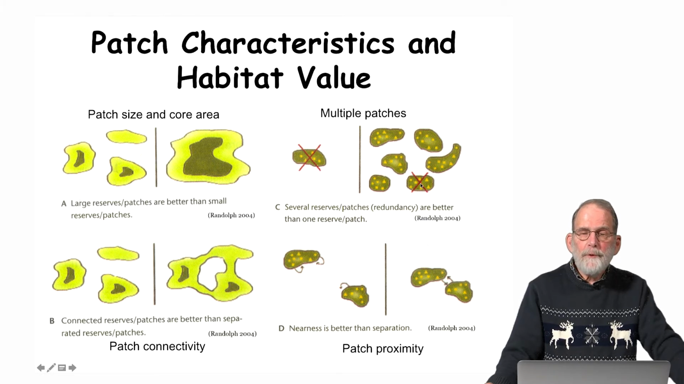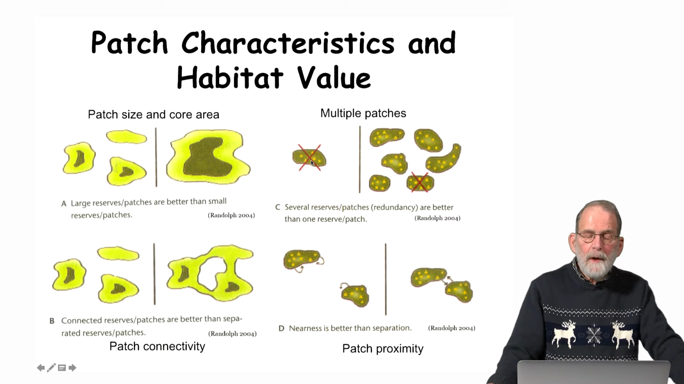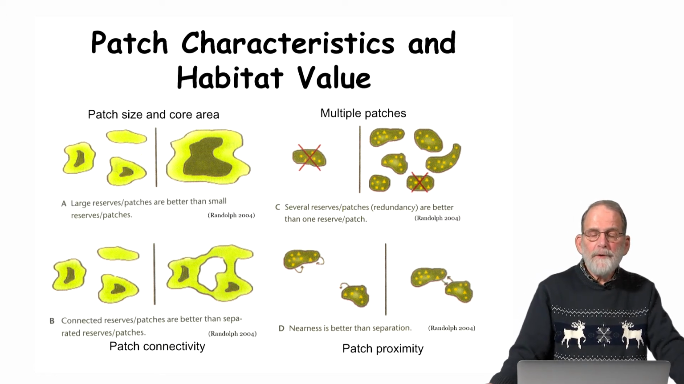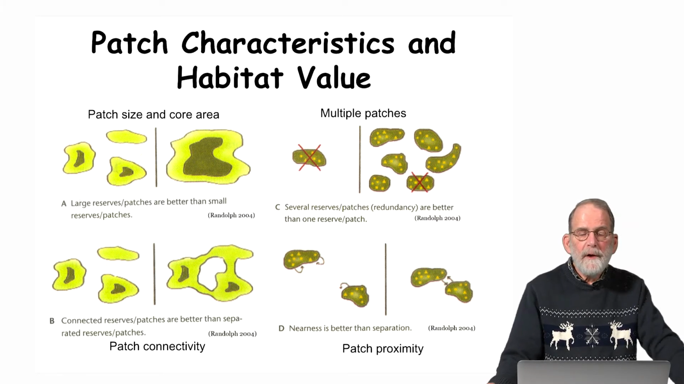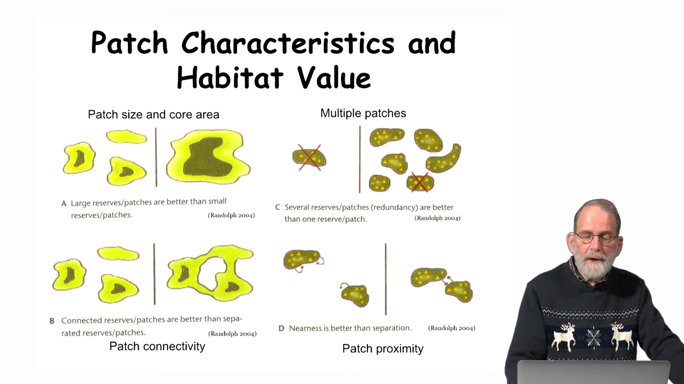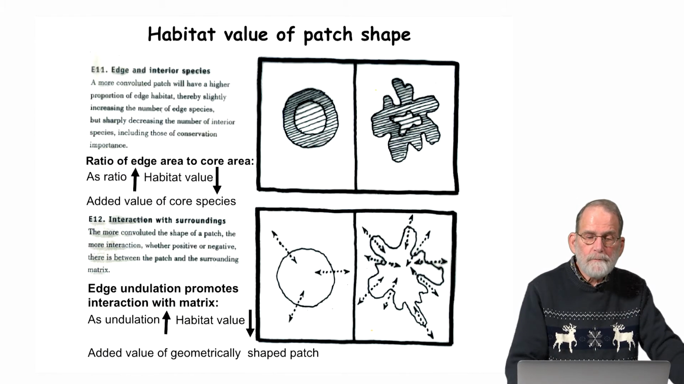When one of those patches is removed by urbanization or agriculture or some other disturbance regime, the effect on overall biological diversity is less significant than when that same patch is removed when it's in an isolated condition. So patch size, core area, the presence of multiple patches, patch proximity, and patch connectivity are characteristics that affect the biological diversity of patch and matrix and corridor relationships in the landscape.